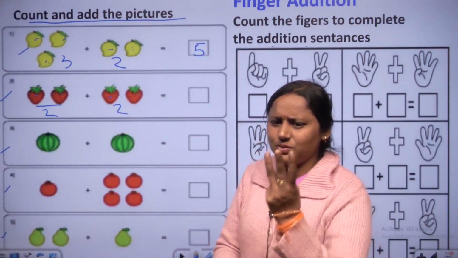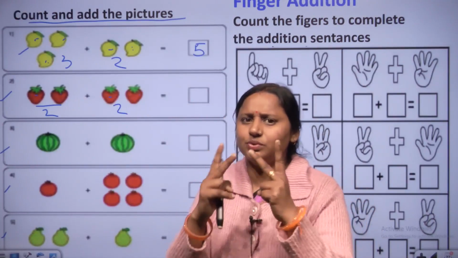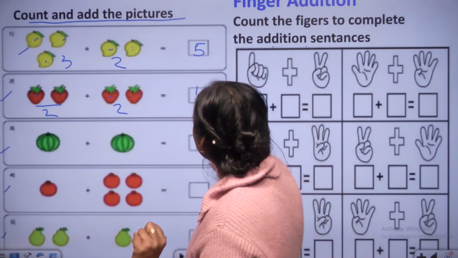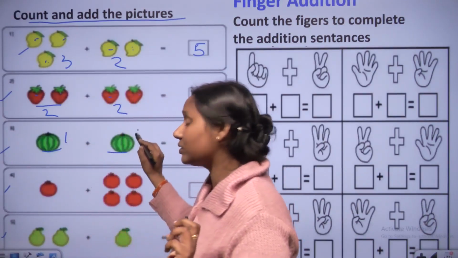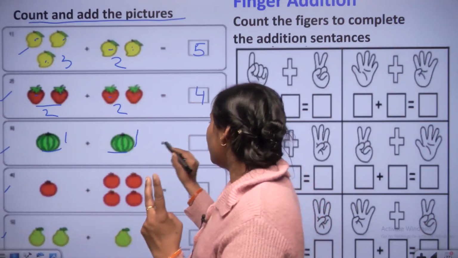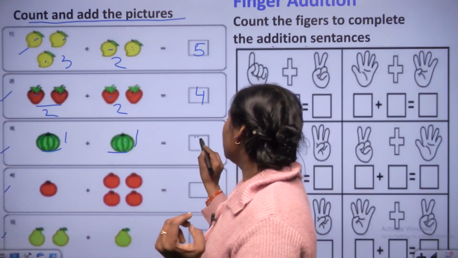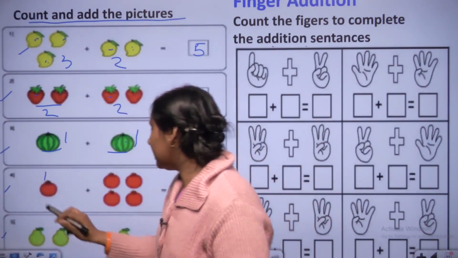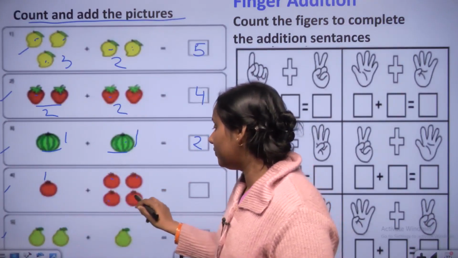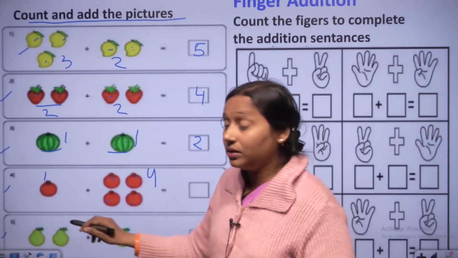2 plus 2, what do we get? 1, 2, 3, 4. Yes, 4. Watermelon, 1. Another side also 1. 1 plus 1, 1, 2. Yes, 2. How many pomegranates? 1. Another side, 1, 2, 3, 4. Yes, 4.